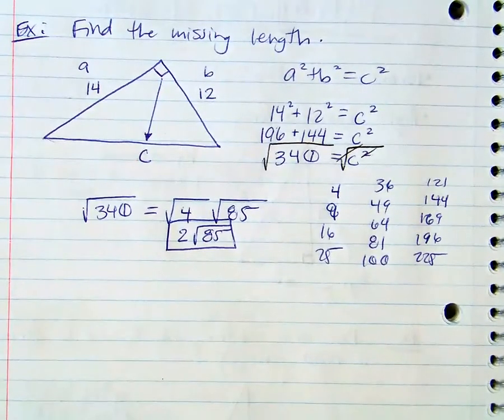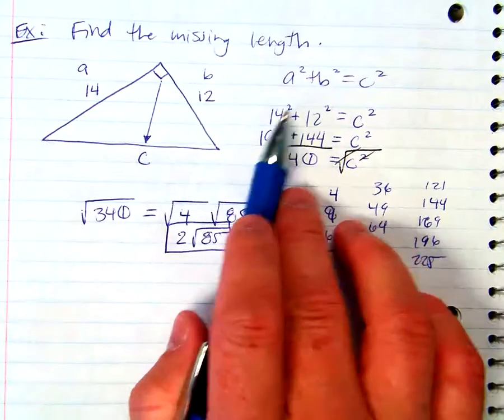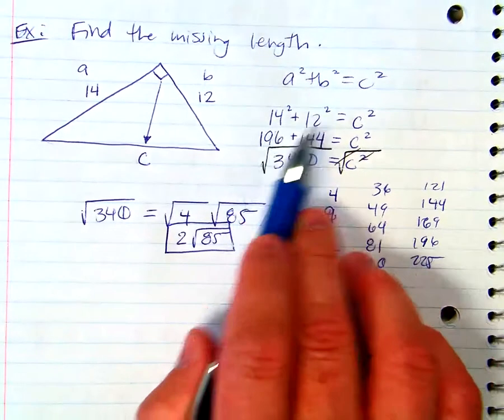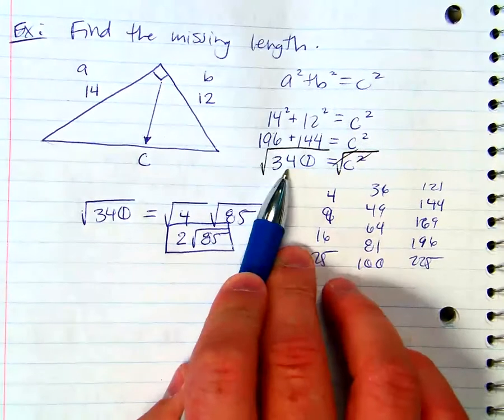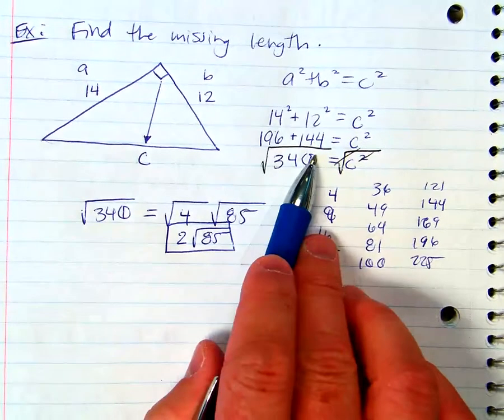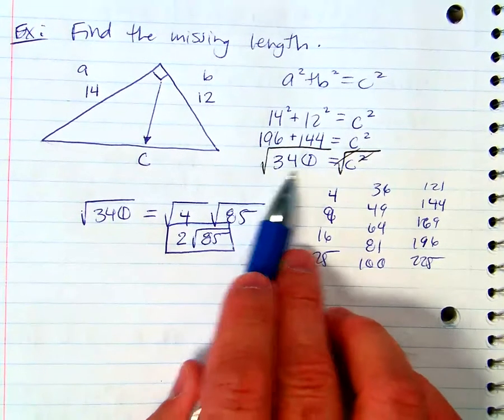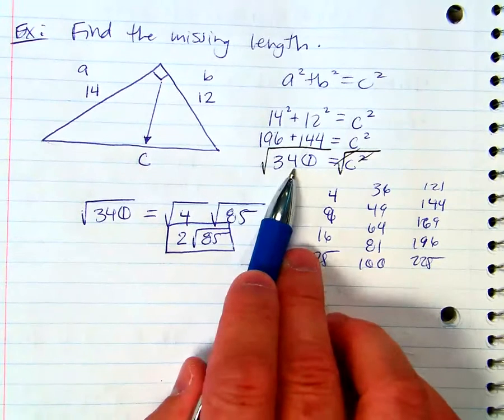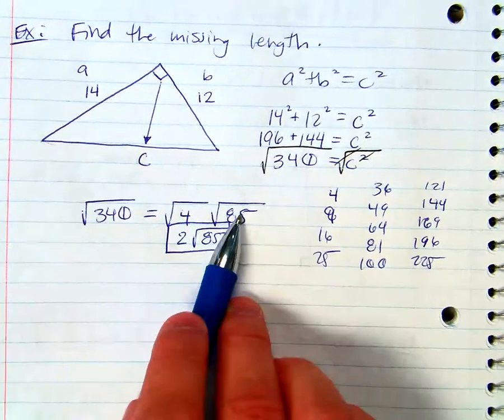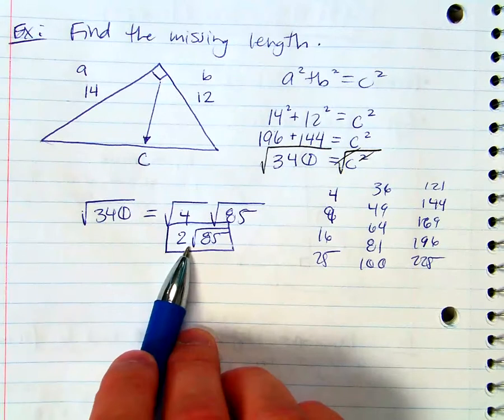So as you go through this whole process, you plug the numbers in for A and B, square each one of them, add them up. Whatever that number is, you take the square root. If this number, and it didn't, 340, if it does not have a square root, you have to break it down. We end up with 2 times the square root of 85.